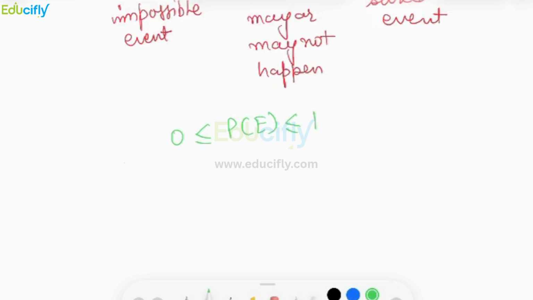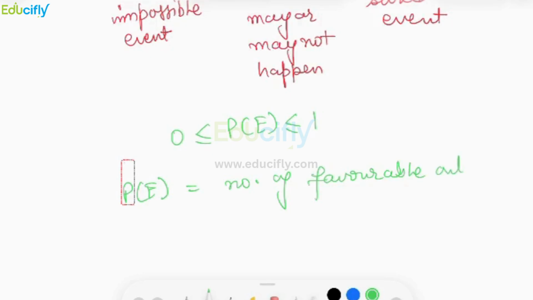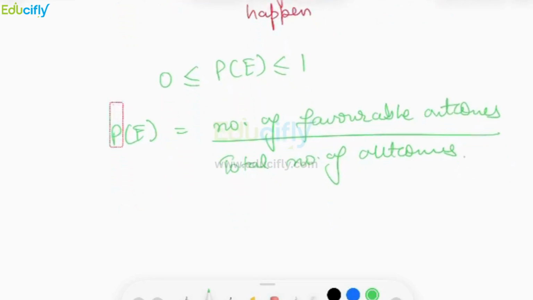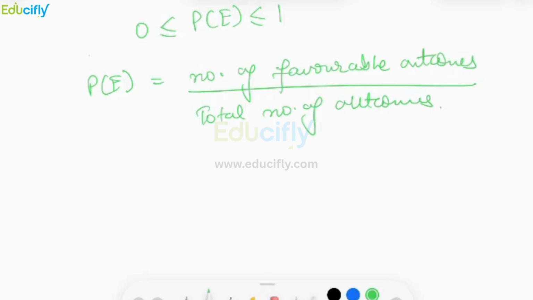Now, I'll tell you the formula for this. Probability of any event is the number of favorable outcomes over the total number of outcomes. So this is the main formula that you're always going to use in all the questions. And this is the main condition that we follow every time.